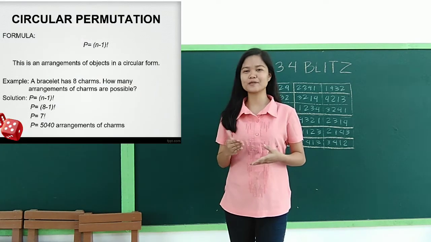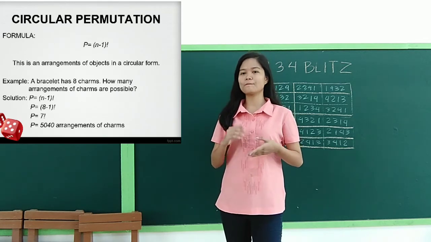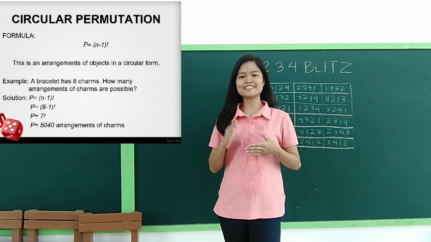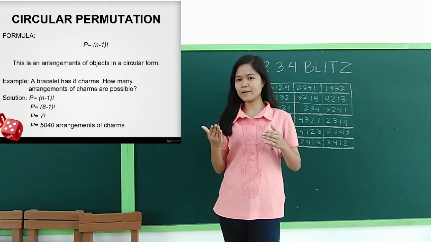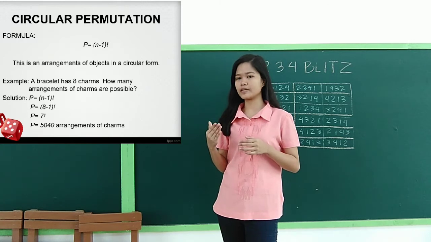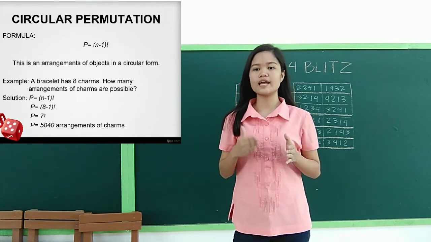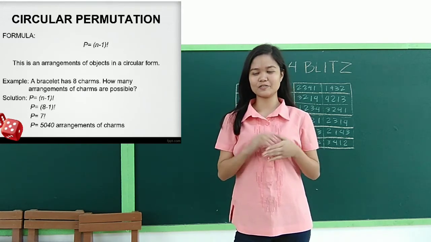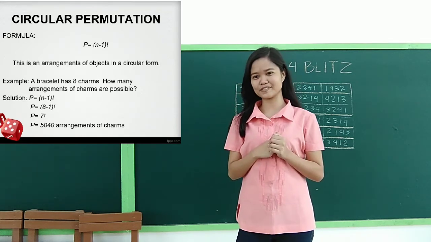Moving on to the last permutation called circular permutation with the formula P equals n minus 1 factorial. This is an arrangement of objects in a circular form. For example, a bracelet has 8 charms. How many arrangements of charms are possible? Using the formula, let's substitute 8 and we obtain 7 factorial, which leads us to 5040 arrangements of charms.